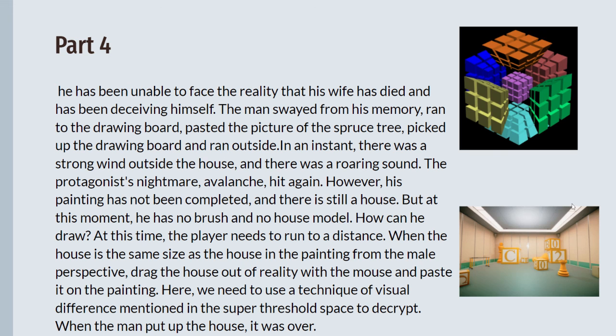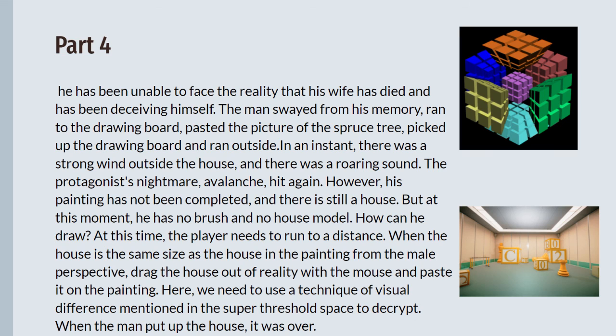All right, so the final part, part four. In an instant, there was a strong wind outside of the house, and there was a rolling sound. The man's nightmare, the avalanche, hit again. However, his painting has not been completed. There is still a house he has to finish, but at this moment he has no brush and no house model, and he doesn't know how to draw a house. How can he draw?